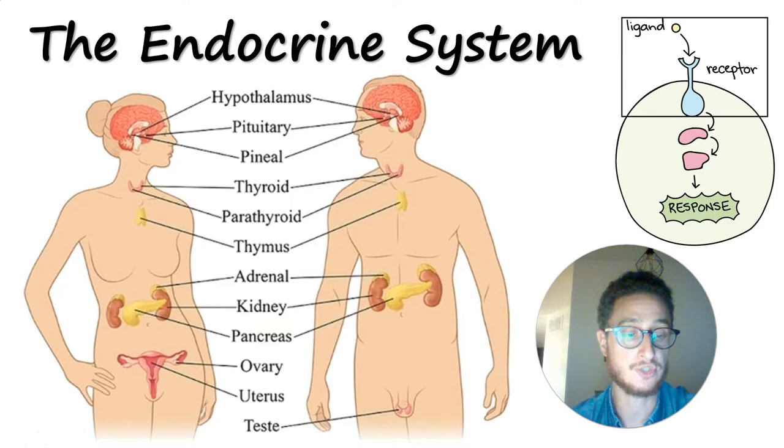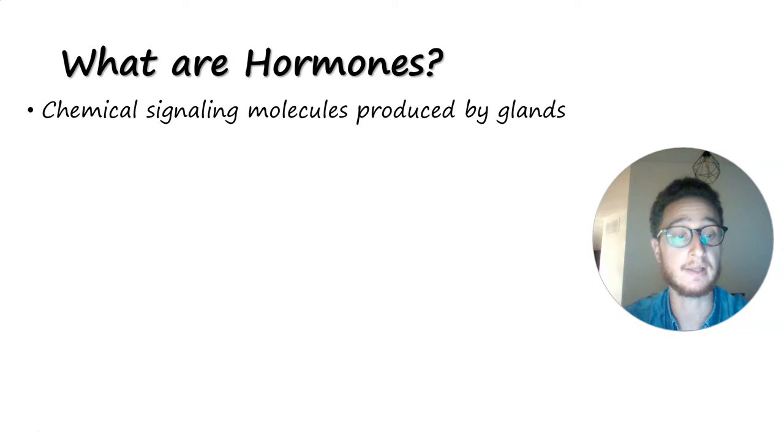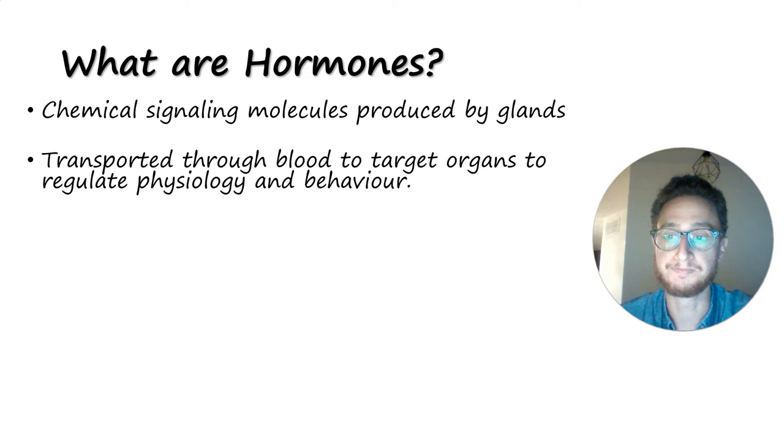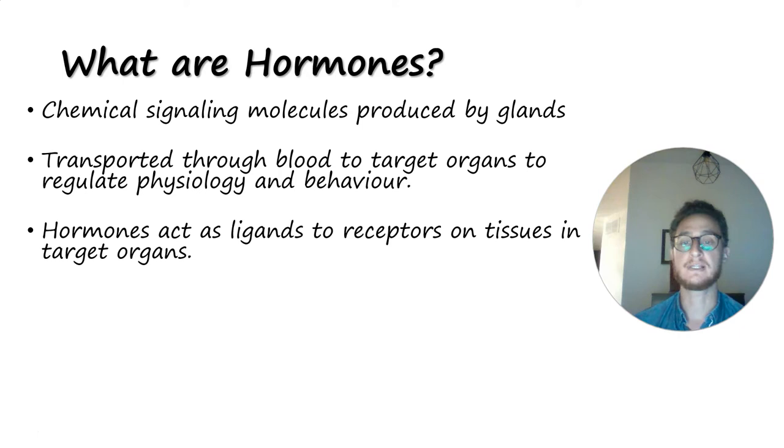So what exactly is a hormone? Now, it's just a fancy way of saying a chemical signaling molecule that is produced specifically by a gland. And remember, I just said that you can have a ligand receptor response in the nervous system. And in that system, we would call the ligands neurotransmitters. And if it's made by a gland, we're going to call it a hormone. So these things are generally transported then by the blood, right? The glands release their hormones into the blood, and when they reach their target organs, they're going to change their physiology or behavior. So hormones are the ligands to receptors in specific tissues in specific organs.